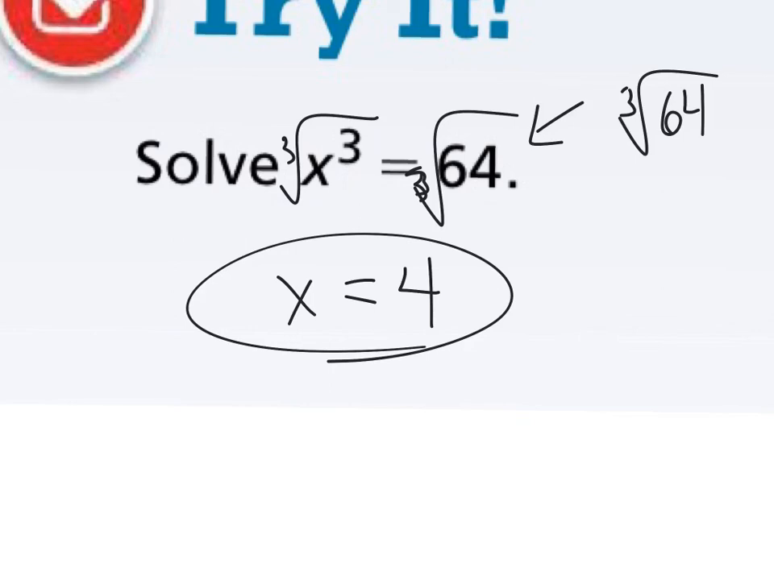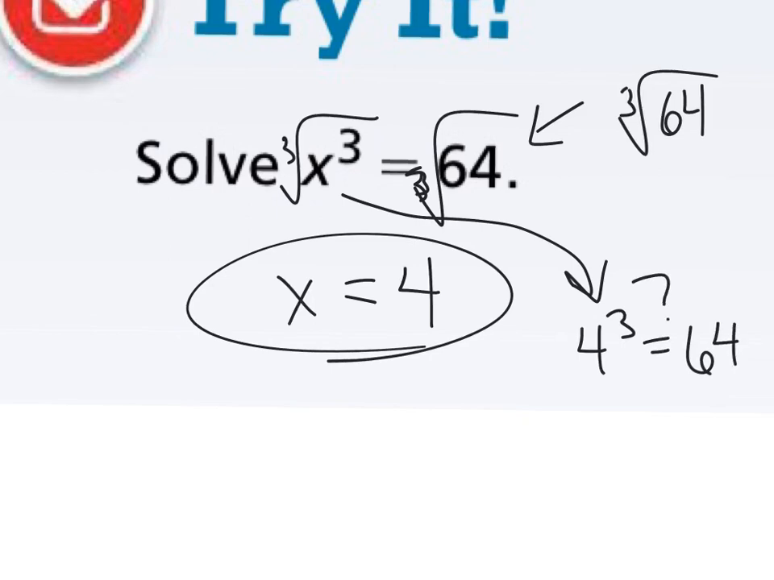A way of checking that answer, we can substitute that back in place of x and see if this works. So if you do 4 cubed, you should get 64 if that's the correct answer, and you will.